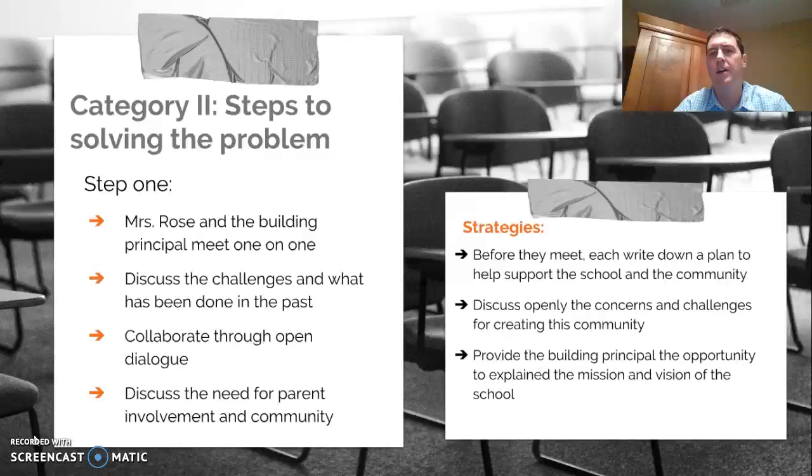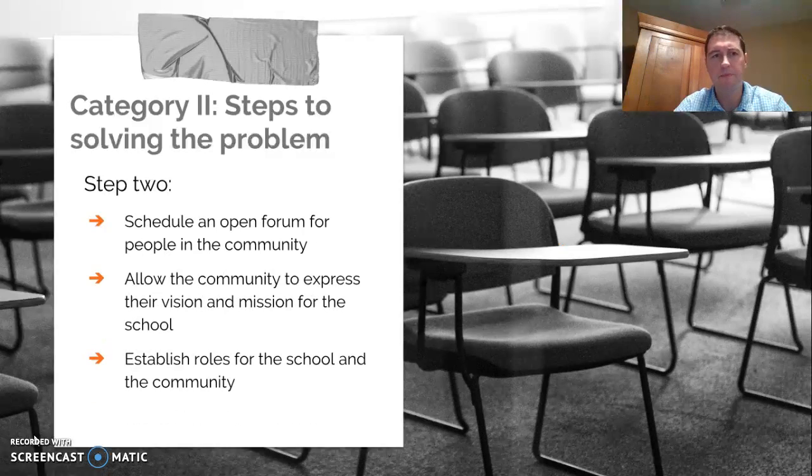Some strategies: I would say that both people need to write down what it is that they would like to achieve, their definitions of their vision and mission, and they should be able to discuss openly the concerns and challenges for creating this community, and be able to explain openly what it is they want to accomplish.